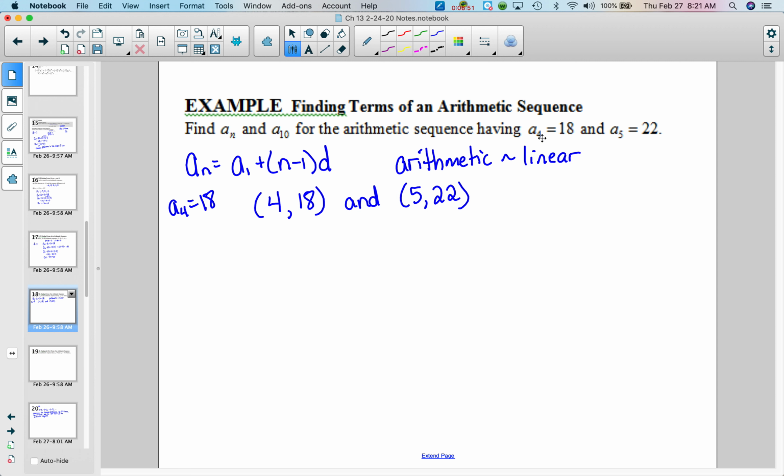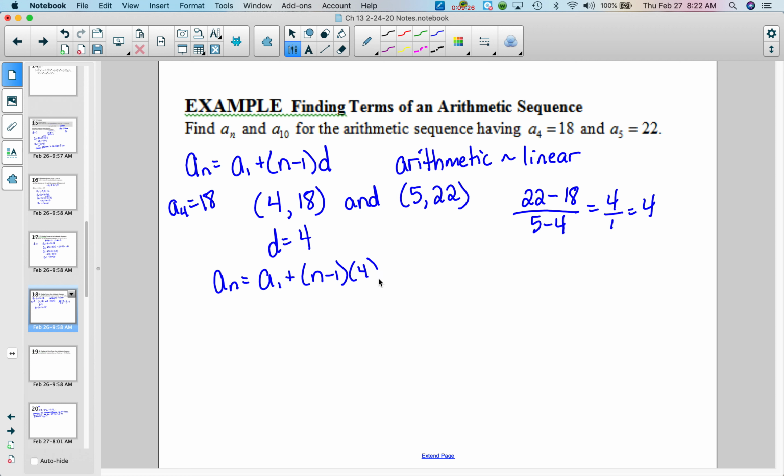But sometimes you're not told subsequent terms. There might be a gap in between there. So you can treat it like the slope, the rate of change, kind of like the y values over the x values. So same idea. So we get 22 minus 18 over 5 minus 4. So our common difference is 4. So that's a way that you can do that. So now we know that part. So we know that a sub n equals a sub 1 plus n minus 1 times 4. So we know that much.